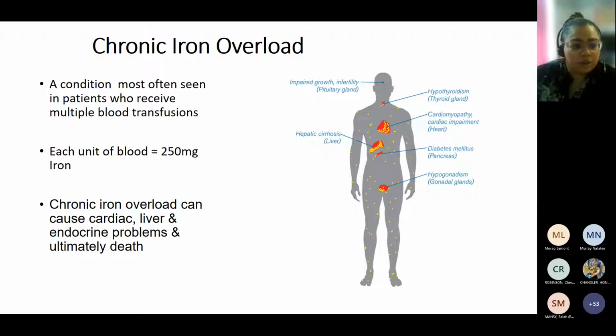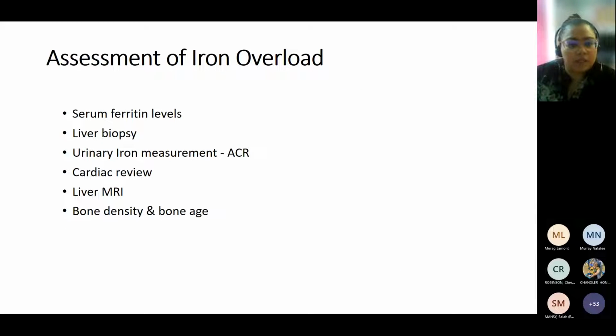Chronic iron overload can cause cardiac, liver and endocrine problems, and these are the organs that we're monitoring once the patient has started chelation. So with every transfusion, we're looking at their ferritin levels, we're looking at their ACR, so the albumin-creatinine ratio in the urine. They have annual cardiac and liver scans to look at the actual iron deposit in the organs.